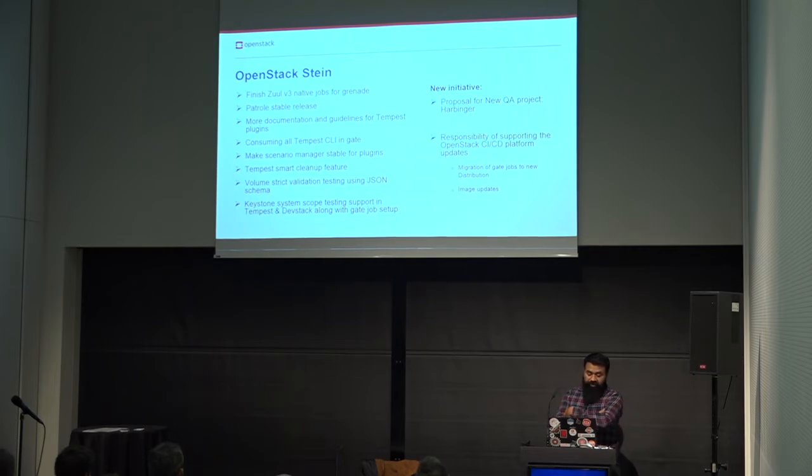Next, volume strict validation testing using JSON schema. For compute, we are already doing that, and it is very helpful for interop and even for us. It is saving a lot of code and making really automatic validation. Keystone system scope testing: Keystone has implemented system scope in policies, and having support in Tempest and DevStack is a very important step to adopt system scopes in all other projects also. That is in progress, and I have a lot of testing passed there. Lance already submitted the system scope testing support, and next week or the week after, we should be able to merge that.